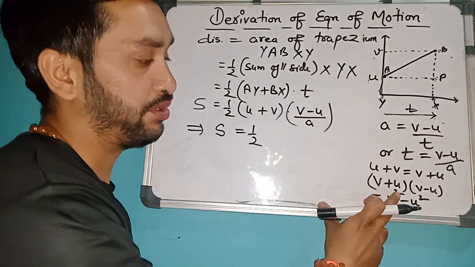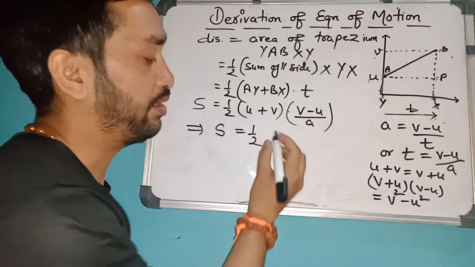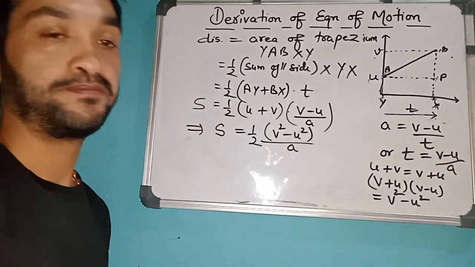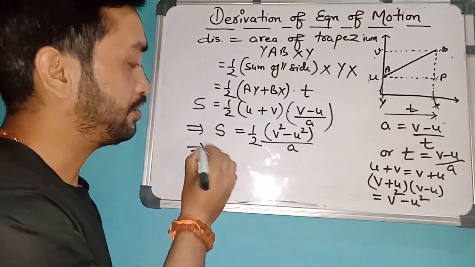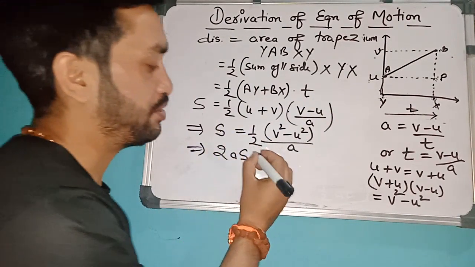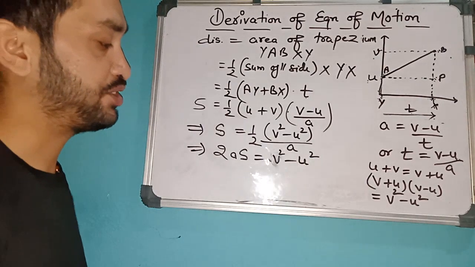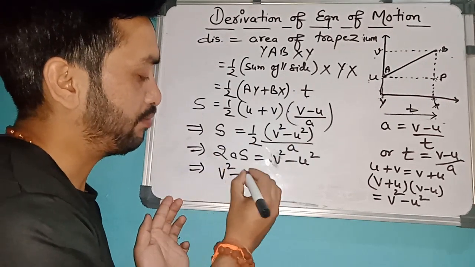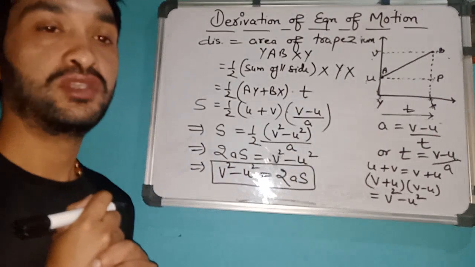In algebra you would have learned the formula, a plus b into a minus b equals a square minus b square. So instead of u plus v into v minus u, I write v square minus u square, and in the denominator a is already there. Let us shift the denominator to the left hand side: the 2 goes here, the a goes here, and s was already there. So 2as equals v square minus u square. Now shifting sides, v square minus u square equals 2as. And this is your third equation of motion.